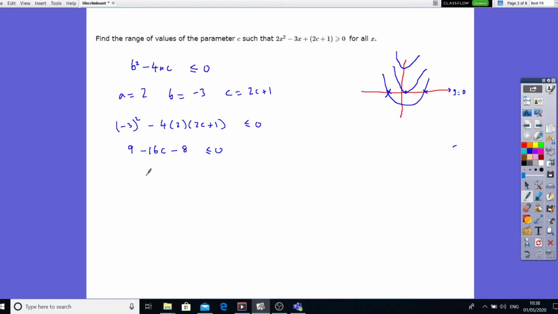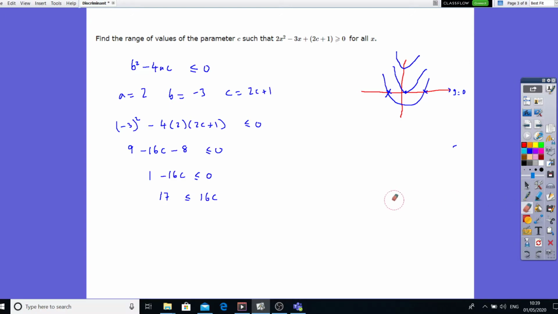So add those together, we get 17 minus 16c is less than or equal to 0. Bring the minus 16 to the other side, so the minus 16 becomes plus 16. Oh, sorry, just a miscalculation here. Just double check here that 9 minus the 8 is actually not going to be 17. It's going to be 9 minus 8, which is going to give me 1.